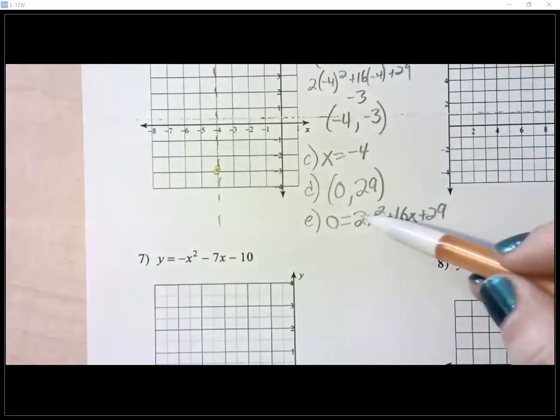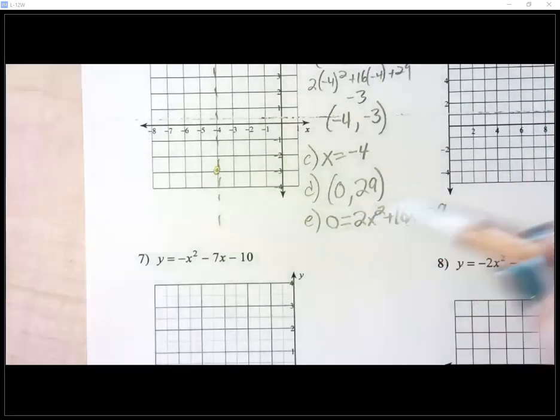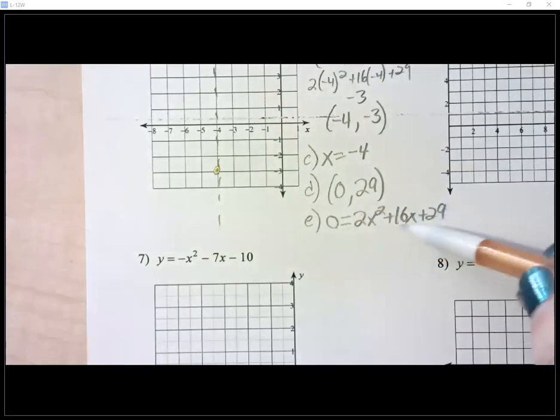So I can see if there are factors of 2 times 29, which would be 58. Are there factors of 58 that add to 16? I don't think there are. So we're out of luck on that one as far as factoring goes. So now it's up to you if you want to do completing the square or quad formula. I would do quad formula. Why?